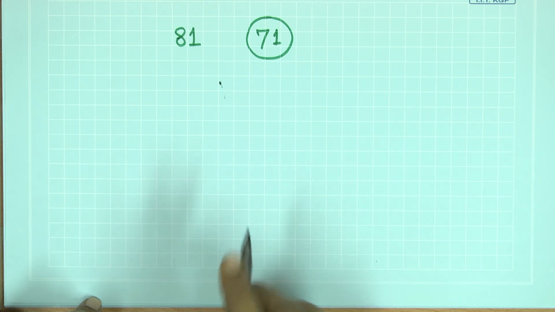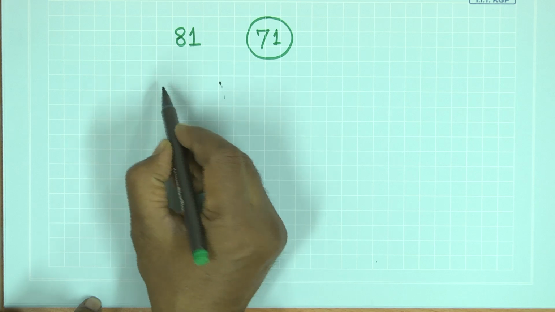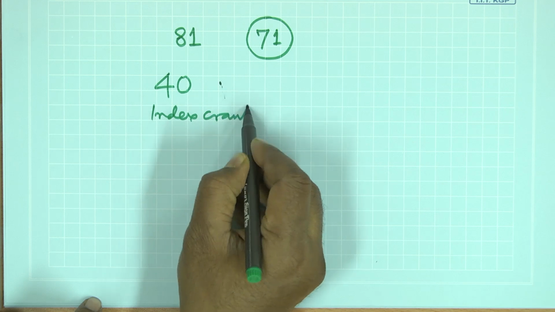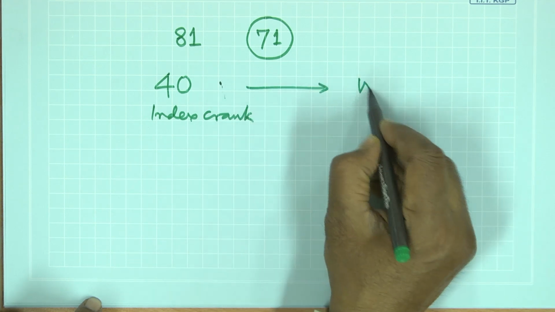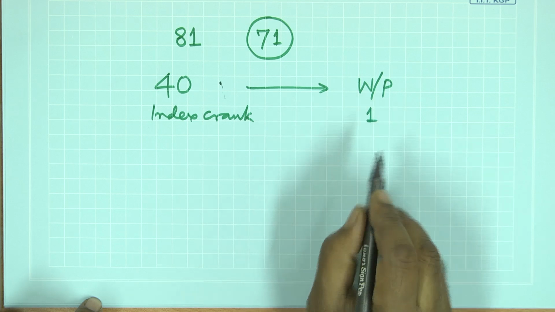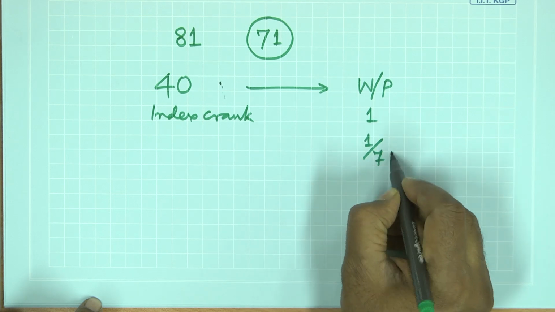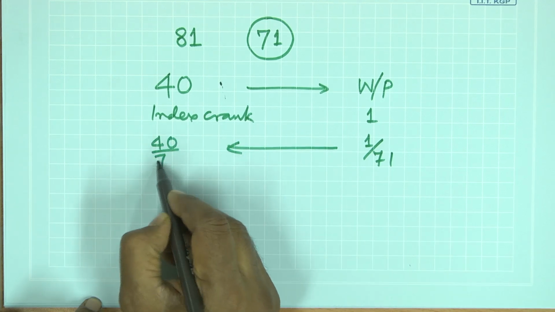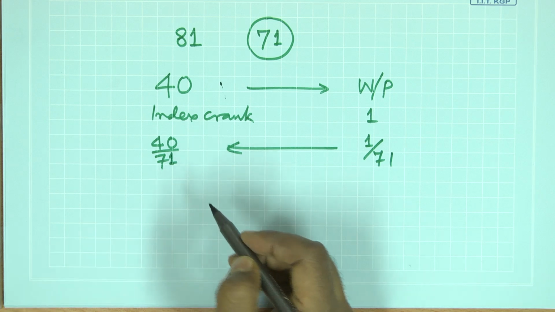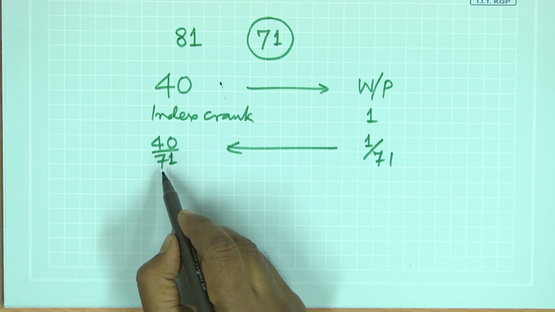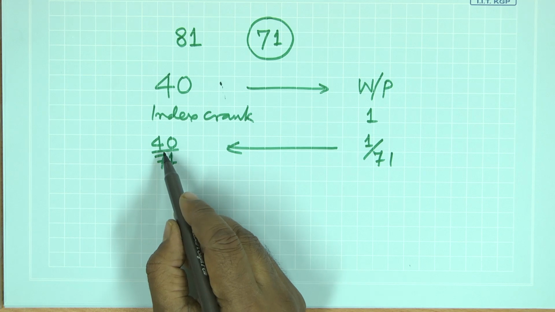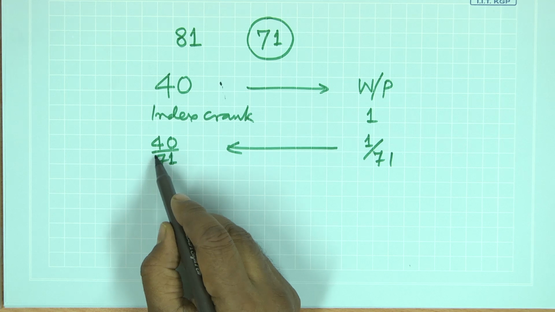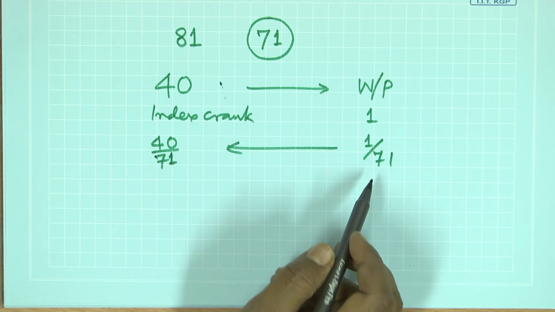Why? Because we will see in the indexing head, 40 rotations of the index crank will allow me to rotate the workpiece once. So, if you want 1 by 71st of a rotation, you can get it from 40 by 71st of a rotation. If 40 by 71st of a rotation is required, and you have a 71 hole circle, you can simply move by 40 holes on that. That is a possibility, but the problem is that a 71 hole circle might well not be there.